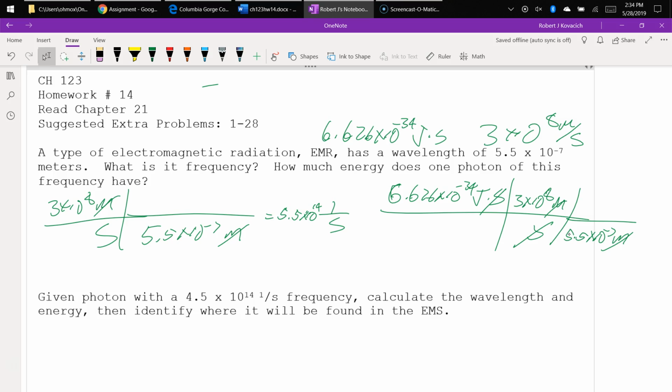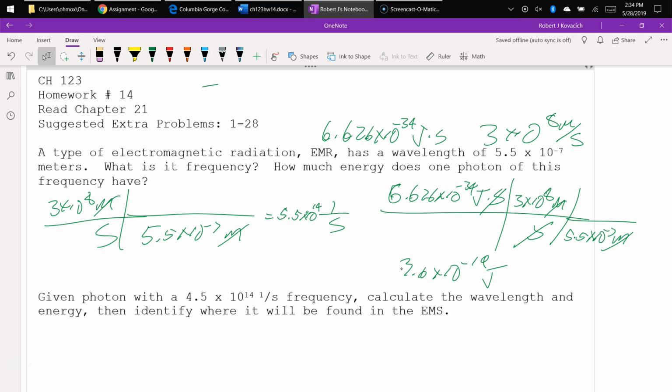So I've got 6.626e negative 34 times 3e8 divided by 5.5e negative 7. So I get 3.6 times 10 to the negative 19th joules.